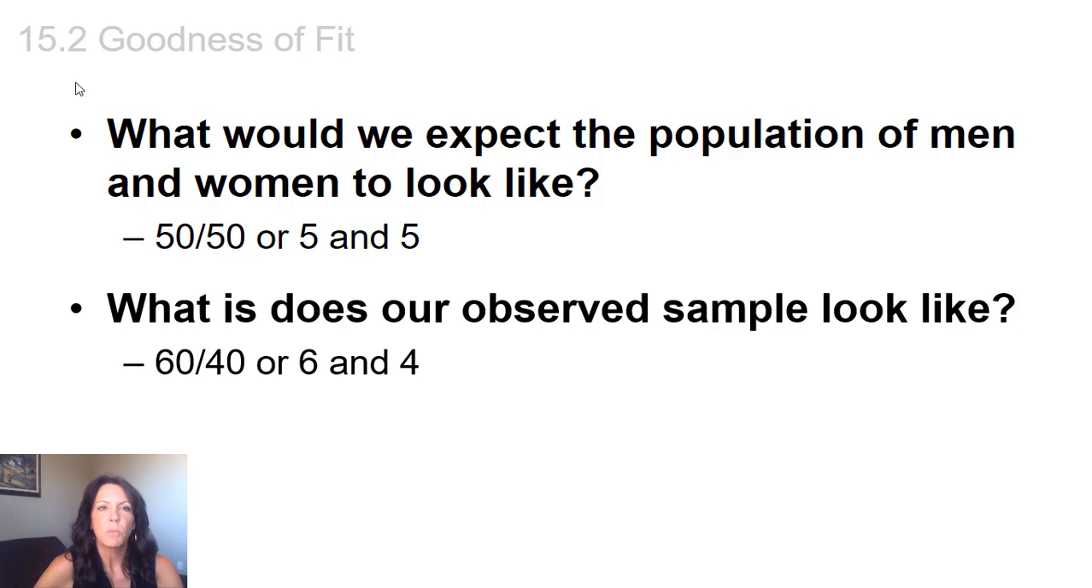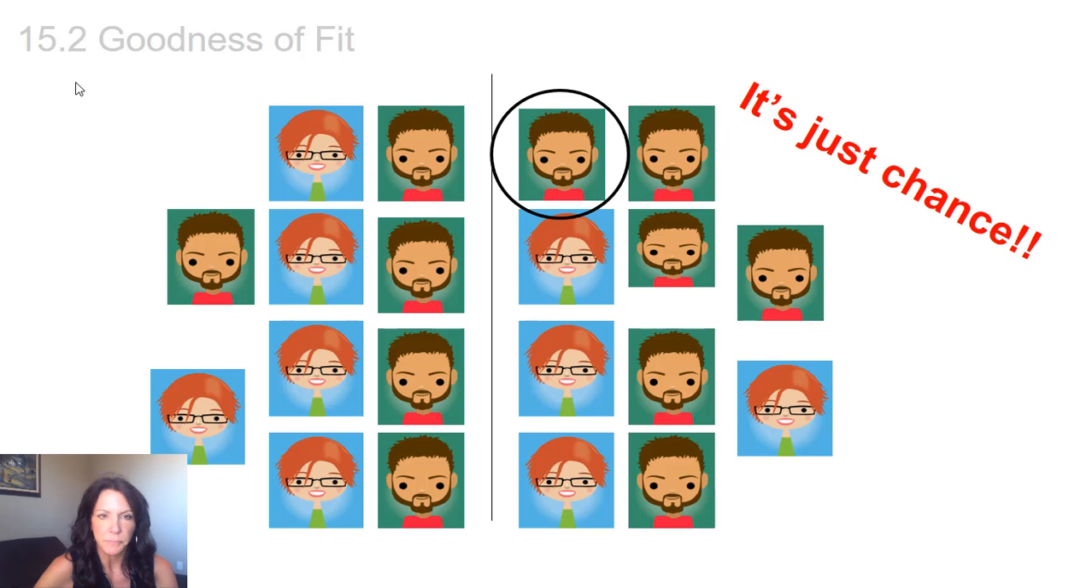So what we're doing when we're doing a goodness of fit test is we're going to come up with something called a chi-square statistic that's going to let us know if what we're observing in our sample is much different than what we would expect to see if all things were equal. So in this case, here's the breakdown of males and females. And as you can notice, on the right-hand side, we just have one extra male. And so if you were to do a chi-square analysis on this, it would say this is just random chance. It's not something that means anything statistically.